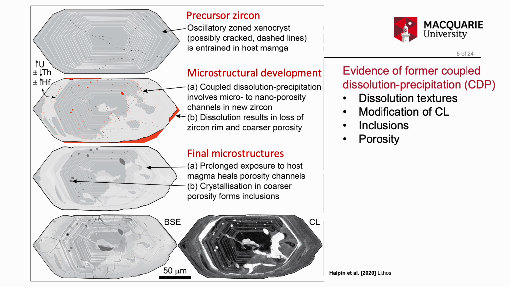This figure summarizes the microstructural progression of zircon coupled dissolution precipitation replacement, where a precursor zircon xenocrest is entrained in a magma. Melt-zircon reaction drives dissolution at grain boundaries, shown by the red. Modification and truncation of internal textures are usually best observed in cathodoluminescence. And inherent to the process of CDP is the formation of this nano to microscale porosity. Upon cooling and formation of the final microstructures, the melt filled porosity can crystallize zircon or epigenetic inclusions, partly healing the modified grain.